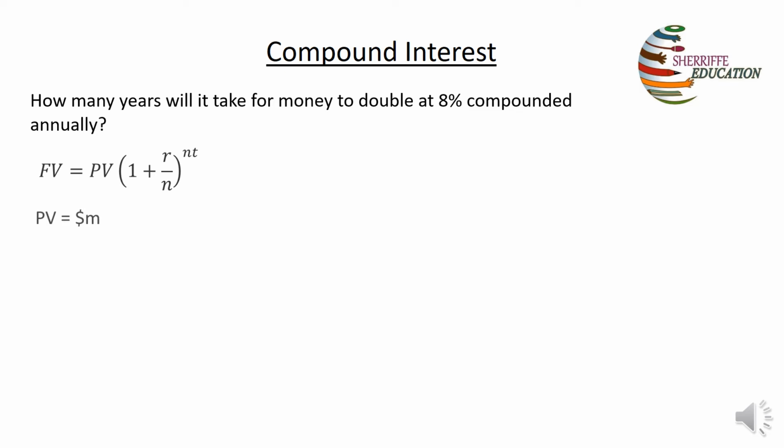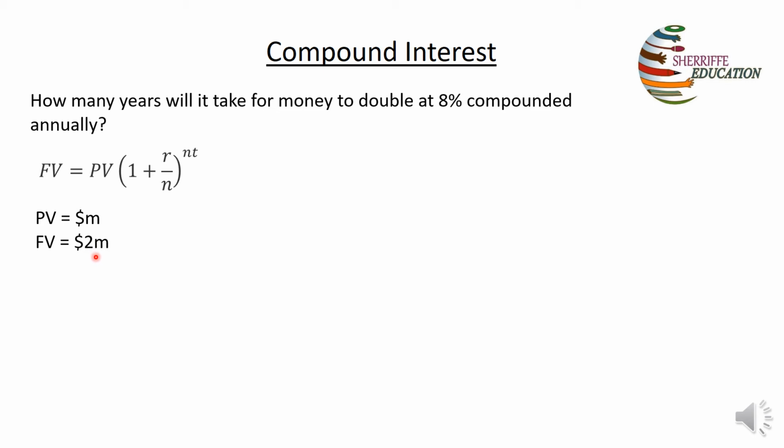Now, in terms of the present value, this is unknown, so we're talking about any money being doubled. So I'll just use M to represent this present value. And since we want it to double, it means that the future value will be equal to 2M. So if, let's say, my present value is $5,000, if I wanted to double, then that would be 2 times $5,000, right? So that's $10,000.